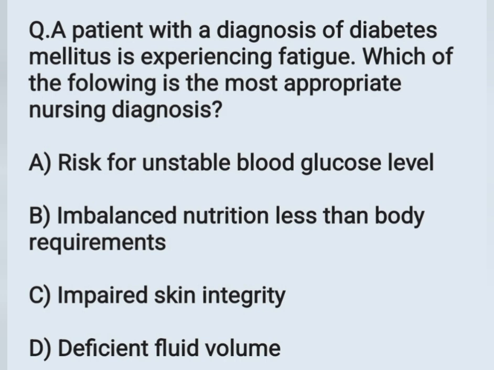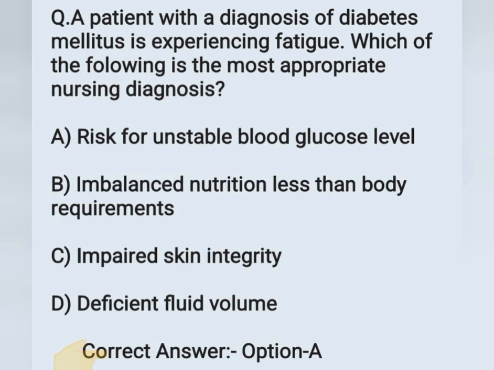Diabetes mellitus is a metabolic disorder characterized by hyperglycemia. Hyperglycemia means increased blood sugar level or blood glucose level. In diabetes mellitus, the nurse has to focus on the blood glucose. The most appropriate diagnosis is based on the blood glucose. So the correct answer is option A, a risk for unstable blood glucose level.